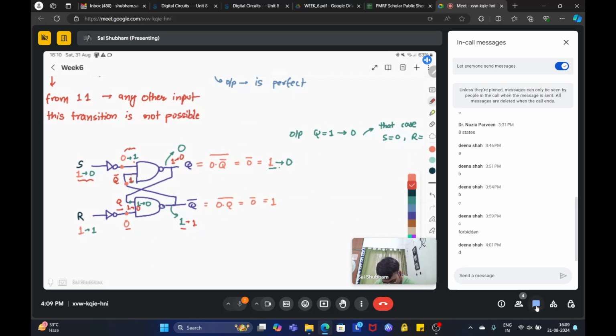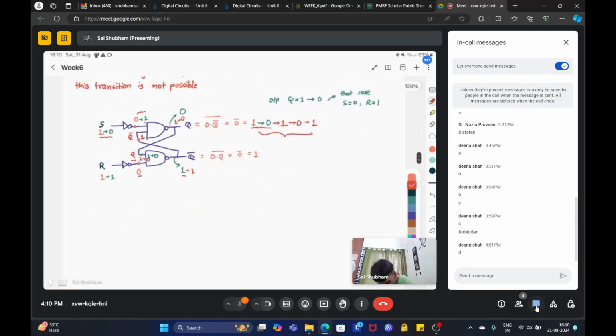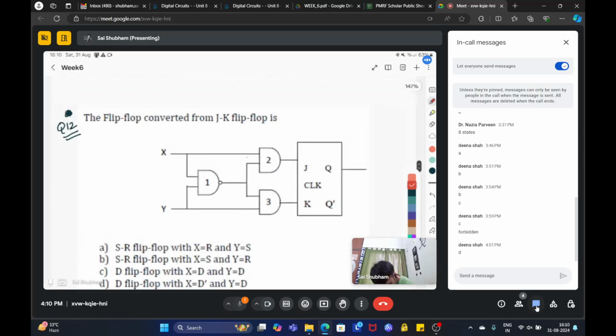Actually there was supposed to be a race condition. What will happen is that this is 1 0, then this will again go back to 1 and 0. So this continuous oscillation will happen, and it won't be able to settle in any state. So this is what we call a race condition. But right now I think I'm making some mistake. I will get back to you later. Okay. So for the time being, let's move on to the next question.